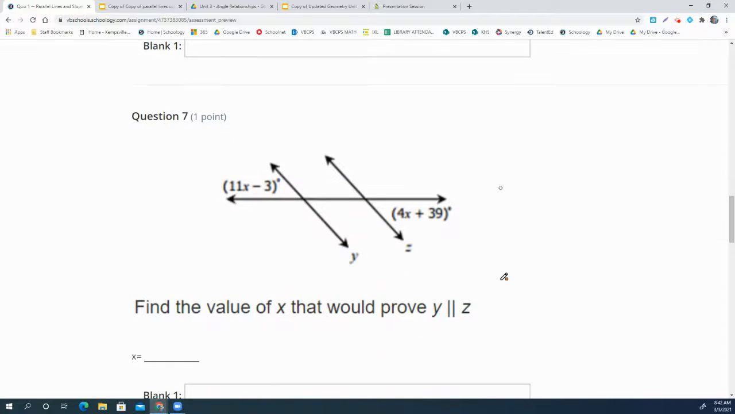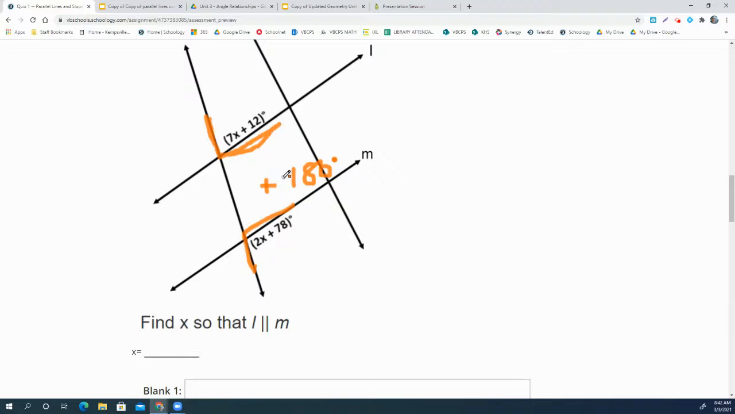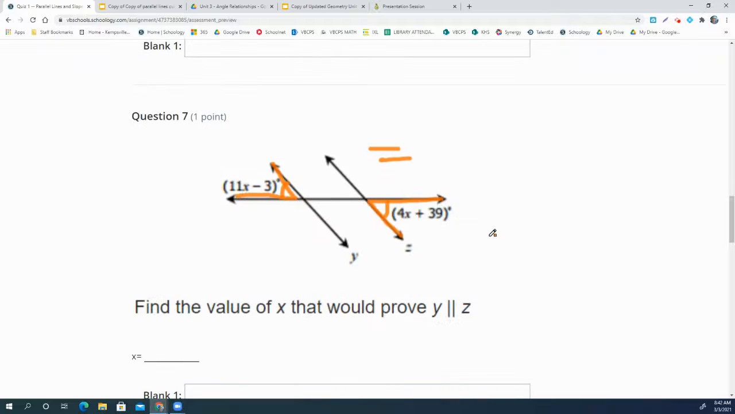Okay. Question 7, how are we going to set these up? If they're alternate exterior, they're both acute. Are they going to equal each other or equal 180? Each other. So these two are going to be equal. So in 6, we're going to set them equal to 180 because I have one small and one big. They're same side, equals 180. And then in 7, they're going to equal each other because they're both acute.